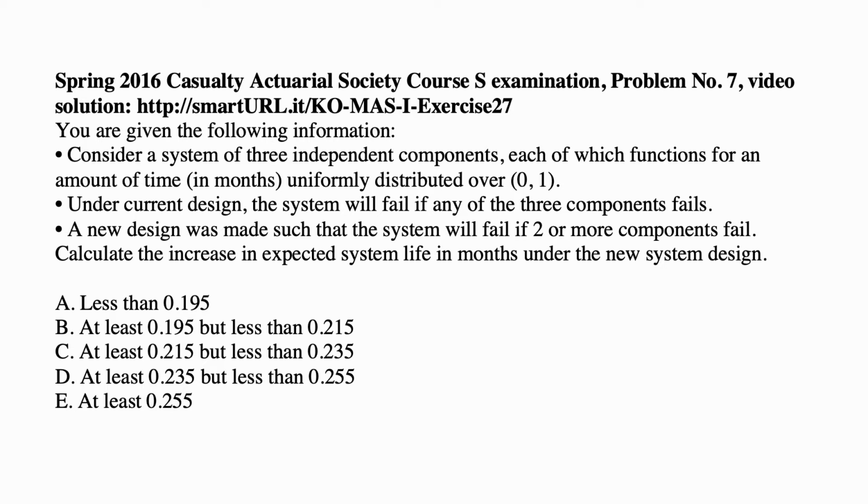Here's a problem for today for exam MAS 1, Modern Actuarial Statistics 1 examination of the Casualty Actuarial Society, but it's also a practice problem for exam P on probability. You are given the following information. Consider a system of 3 independent components, each of which functions for an amount of time in months uniformly distributed over the interval from 0 to 1. Under current design, the system will fail if any of the 3 components fail. A new design was made such that the system will fail if 2 or more components fail. Calculate the increase in expected system life in months under the new system design.